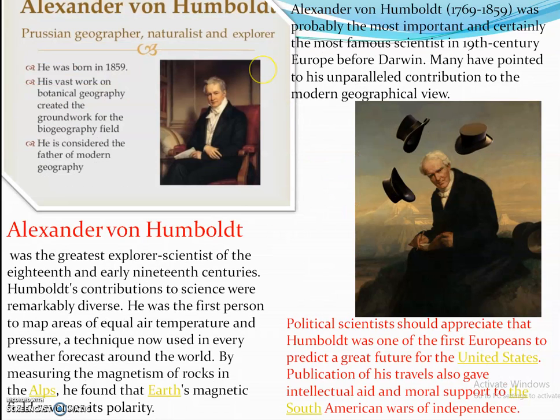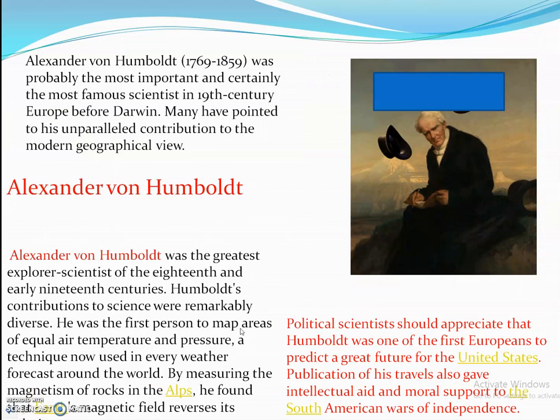Next one, Alexander von Humboldt. Alexander von Humboldt was born in Berlin in 1769. He was a German scientist and geographer, and he helped to found modern geography and was a pioneer in plant geography and climatology. Humboldt was known as the father of modern geography, and he studied geology, biology, political science and mining.